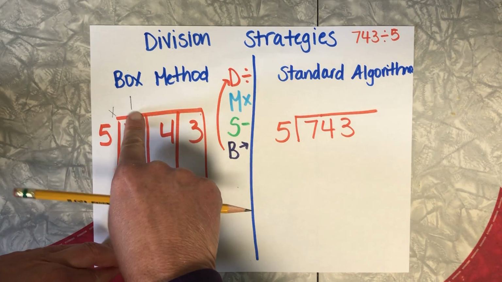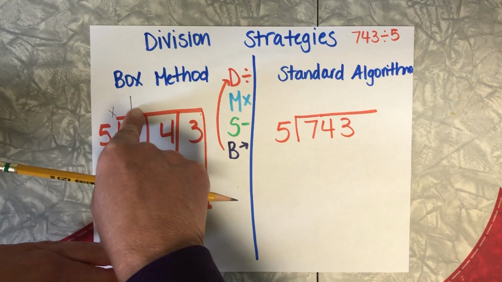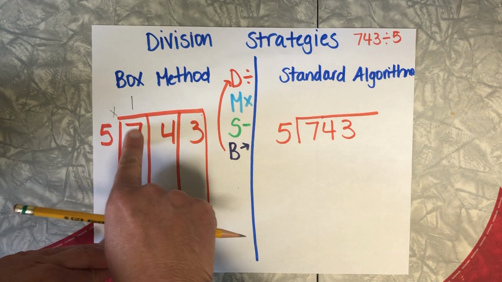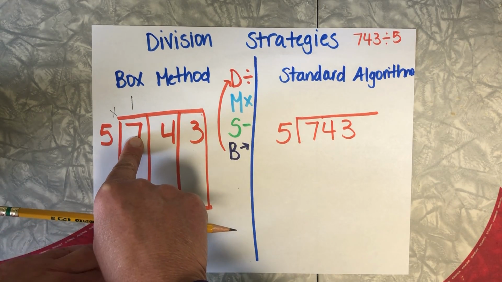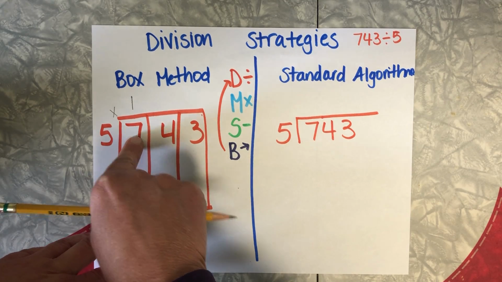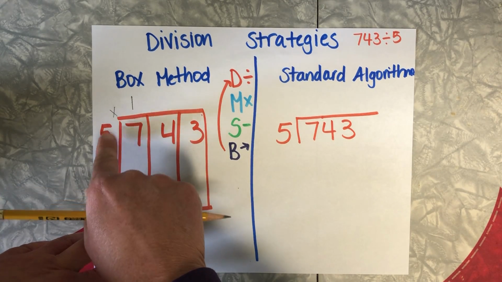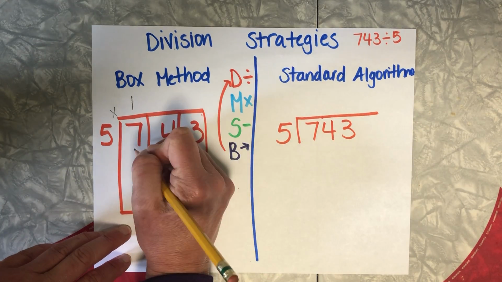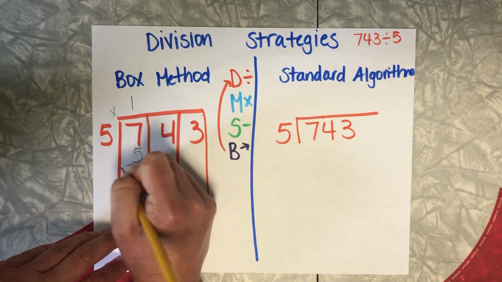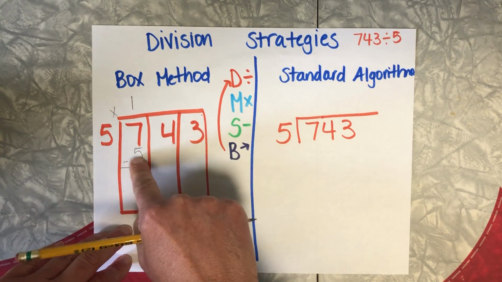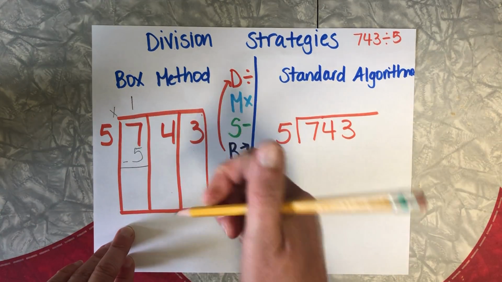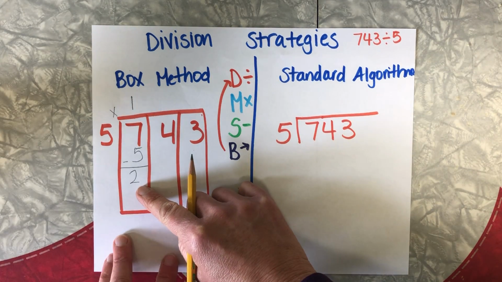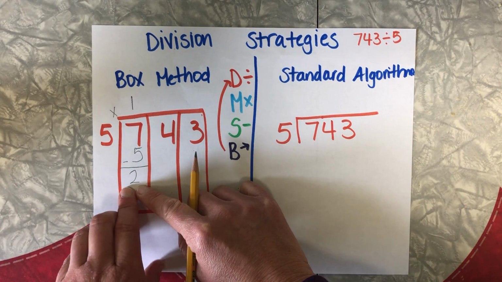I'm going to multiply the number that goes in each fair share times 5. When I divided 700s, there was only enough to give each group 1 if I had 5 groups. And 1 times 5 is 5. So of the 700s that I started with, I've given away 5. And I have 2 left over. 2 is the remainder in my hundreds place.